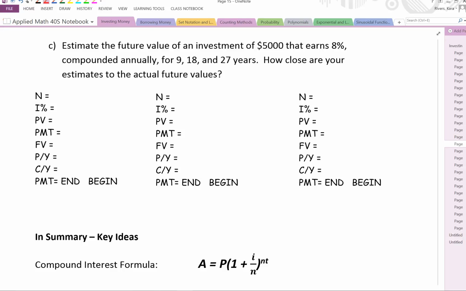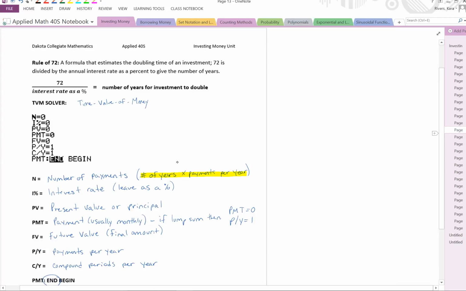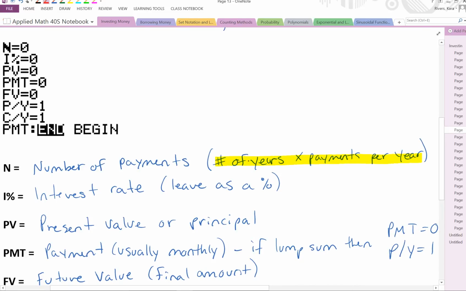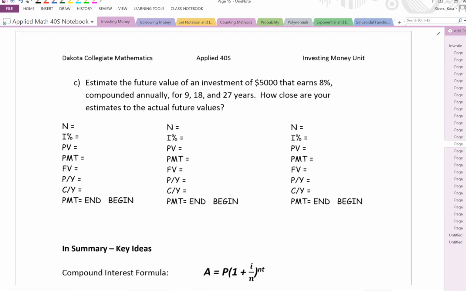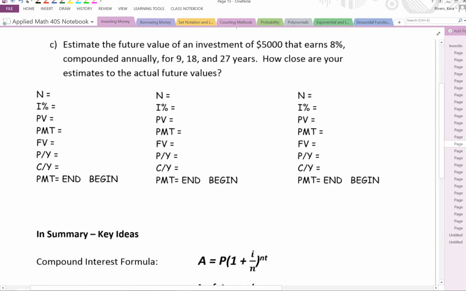So for N, when we're putting in our years, remember, if we go back to our notes here, N is the number of payments. So that's the payments per year times the number of years. Now for the first little while, this is just going to be the same as just putting in the value, but you're going to see how this changes shortly. So payments per year for the first one, if we just start for 9 years, that would be 9 times payments per year, which is 1 in this case. And you can leave it as 9 times 1, or you could put it in as 9, and your calculator will do the math for you.